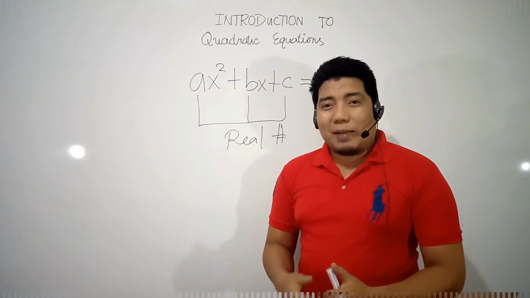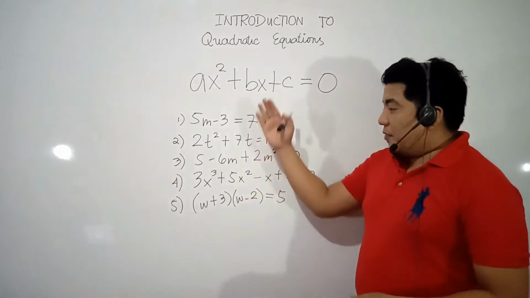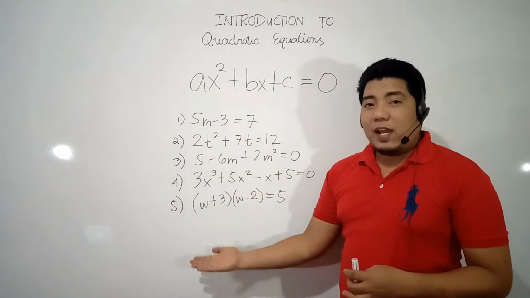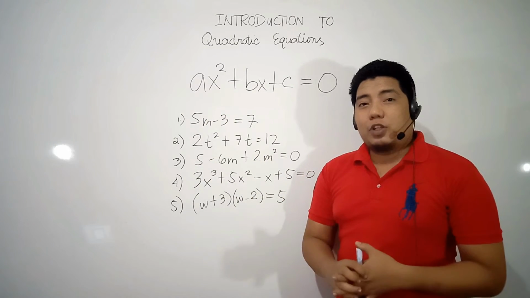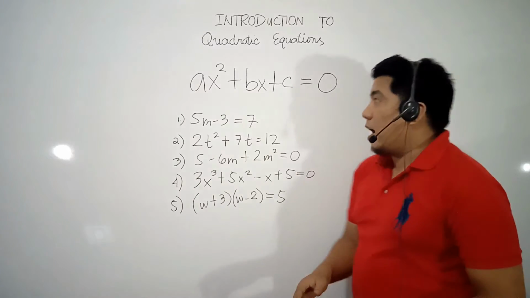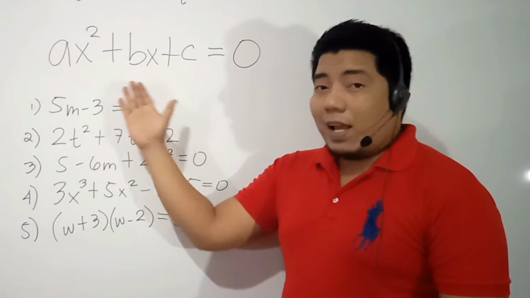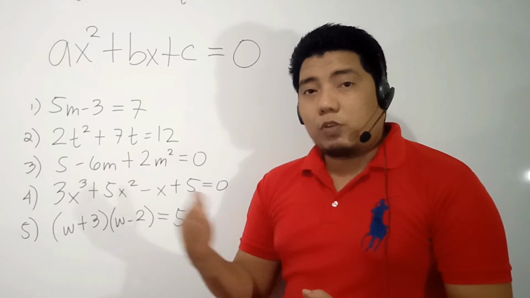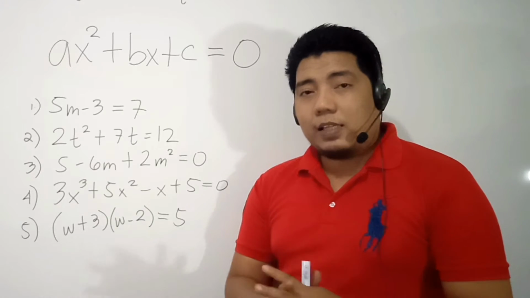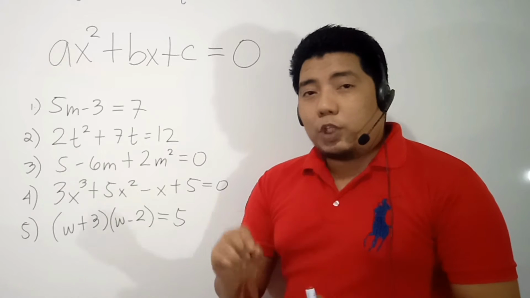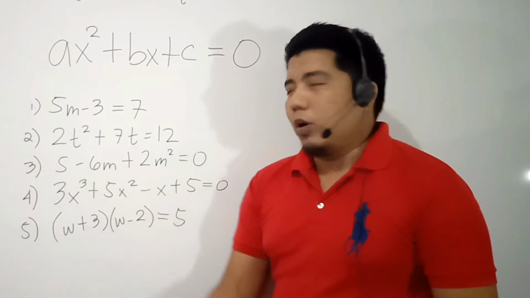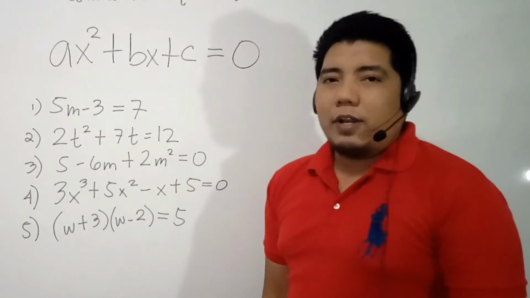Let's consider some examples. Okay, math learners, I have here some exercises for us to consider which among the 5 given equations is considered to be a quadratic equation. Now, remember, a quadratic equation is an equation in the second degree. Therefore, for us to consider that a given example is a quadratic equation, we should consider that the highest exponent is in the power of 2.